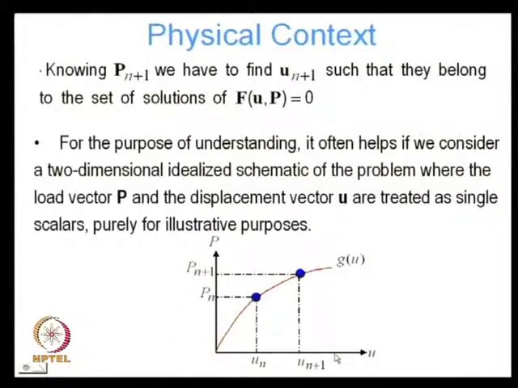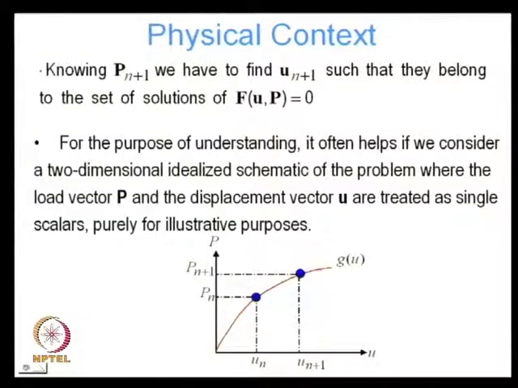Instead of drawing my hypersurface in n dimensional hyperspace, which is going to be some strange surface that you cannot even visualize, if we consider an idealization like this, you can see that all my points which satisfy equilibrium are going to lie on this red line.